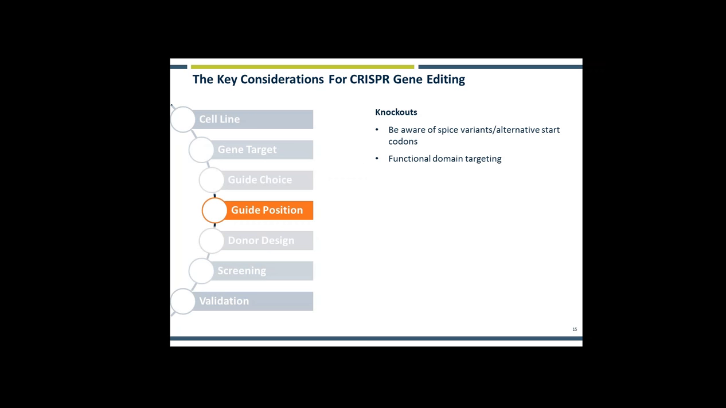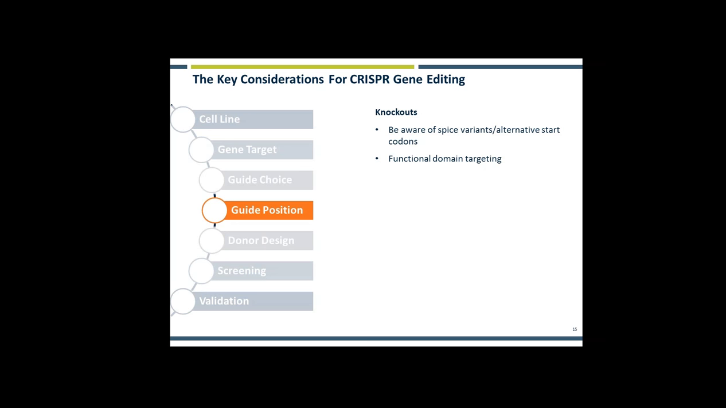So when people first started using CRISPR-Cas9 for generating knockouts, the accepted wisdom was to try to site the guide in the first third of the coding sequence of the gene, such that you could rely then on the frameshift mutation rendering that transcript non-functional downstream of that. Now, when you're doing this, it's worth being aware of any potential splice variants or alternative start codons that may, as a consequence, override the effects of this frameshift mutation.